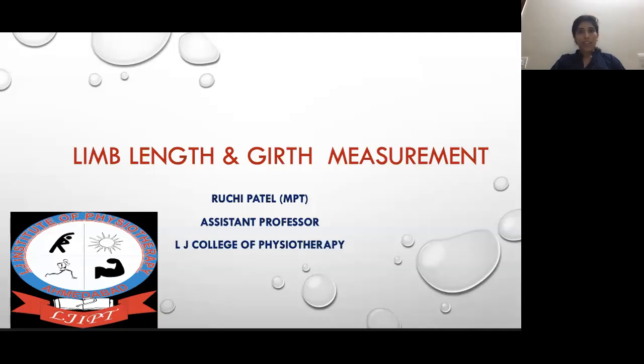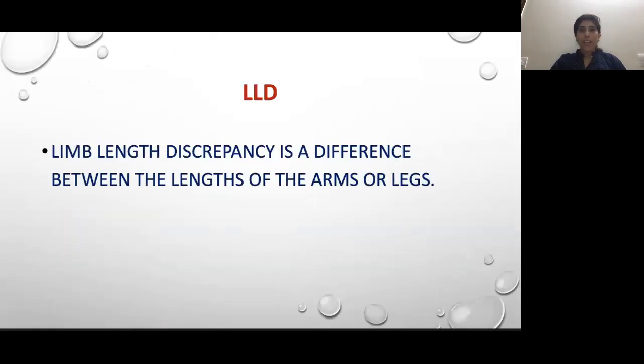Today I am going to take a new topic, that is limb length measurement and girth measurement. Limb length measurement is also called LLD, that is limb length discrepancy, and it is defined as the difference between the length of the arm or legs.